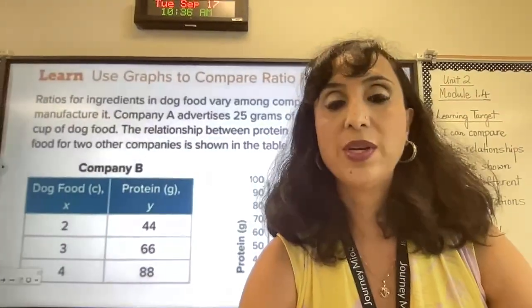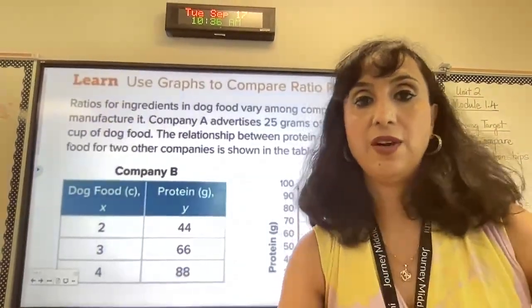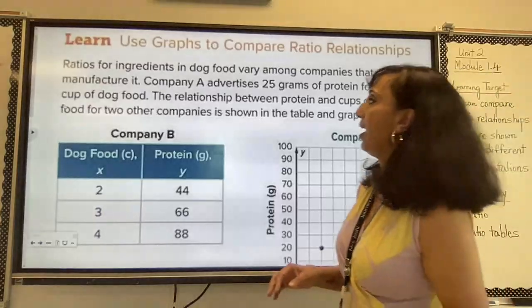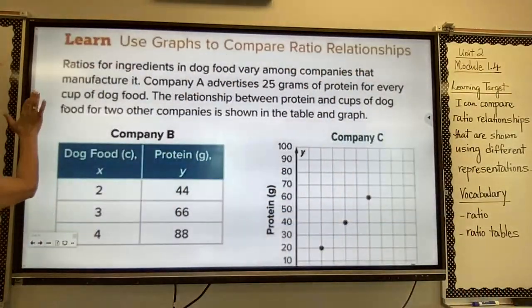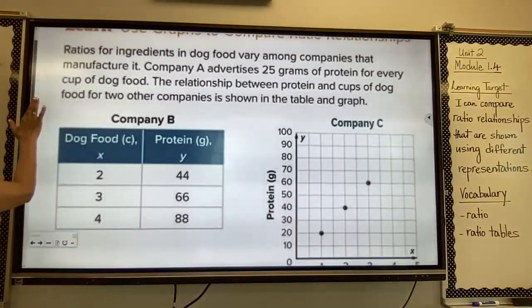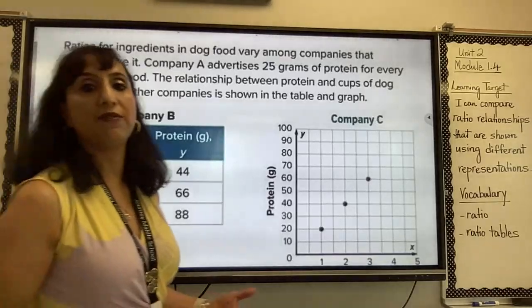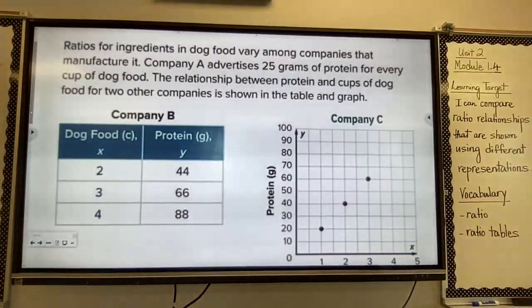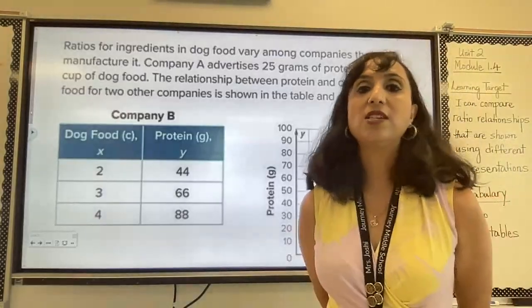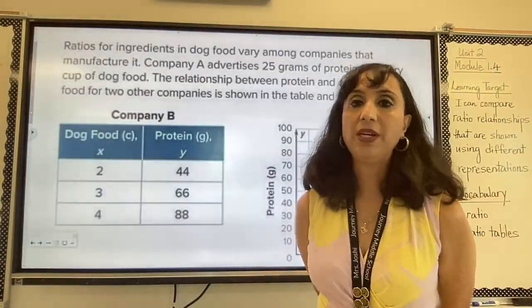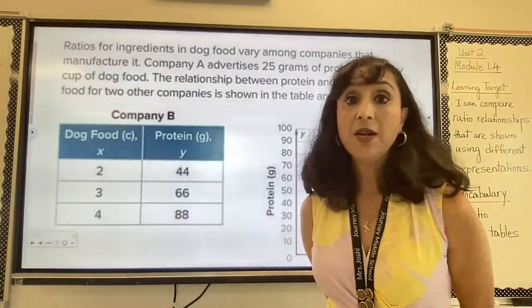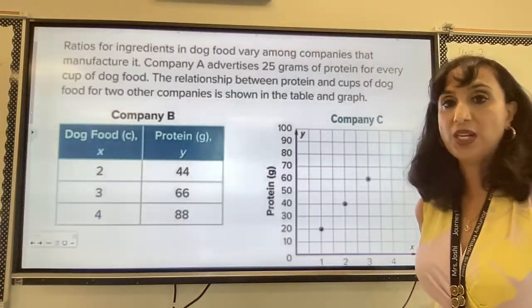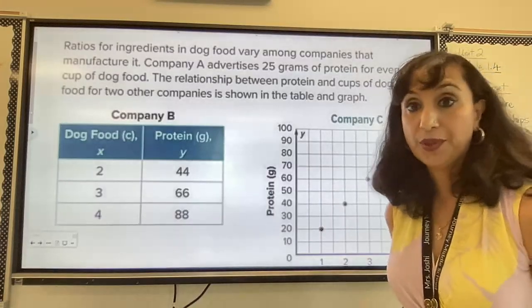And here is a question that I have. All right. So we are going to use a graph in order to look at the different representations and try to put all the different questions that we have over here in order to compare. All right. So ratios for ingredients in dog food vary among companies that manufacture it, right? And company A advertises 25 grams of protein for every cup of dog food.